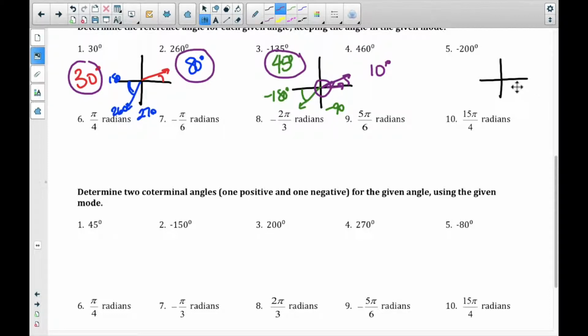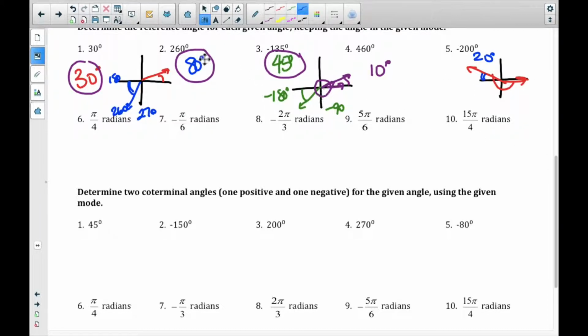Once again, the negative direction means that if we start here, we're going to go negative 180 plus another 20 extra to get over here. So where is our reference angle? Our reference angle is right here, and that is 20 degrees away from the x-axis. All right, that's how we do it in degrees.